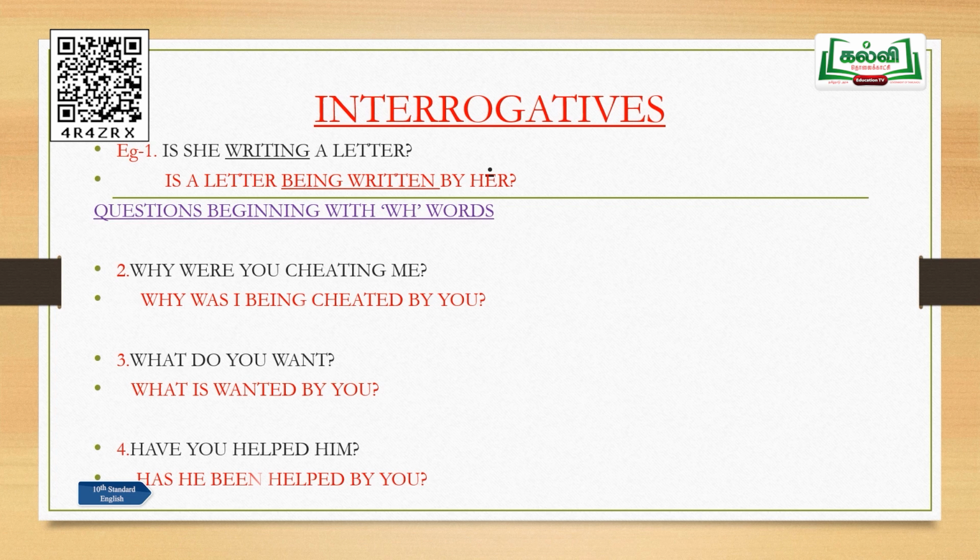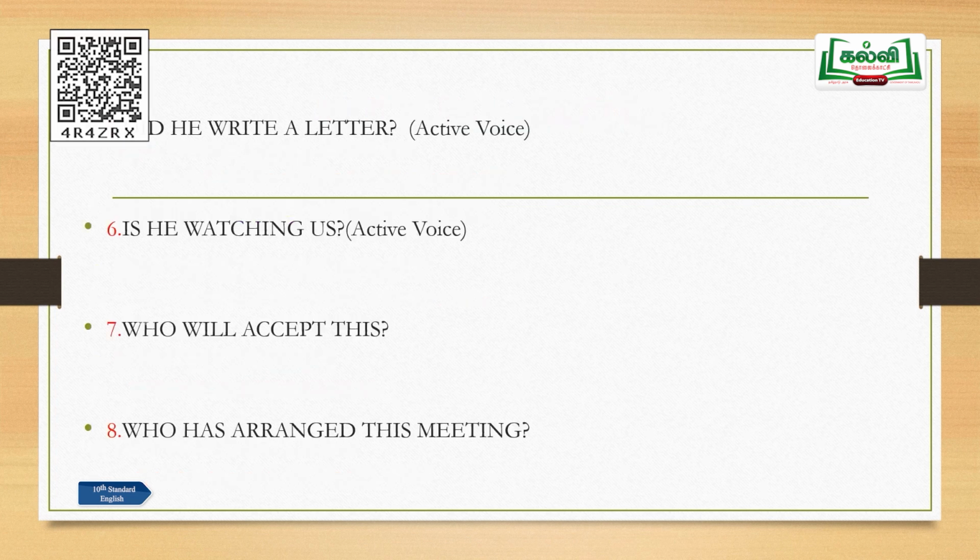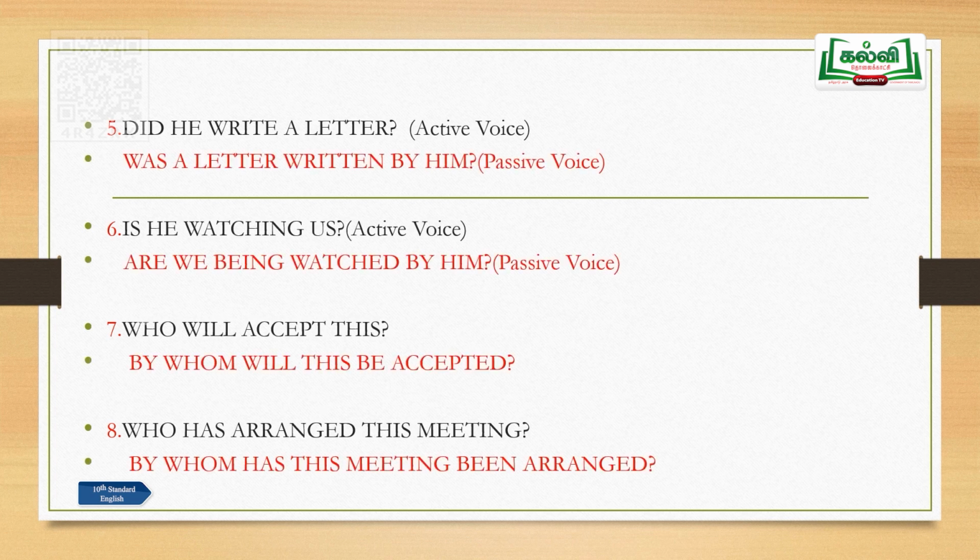So, been helped. You have to be very careful about the verb that you change here from active to passive. Has he been helped by you? The fifth sentence is in the active voice. Did he write a letter? Check your answers now. Was a letter written by him? Is he watching us? The sentence is in the active voice. Are we being watched by him?